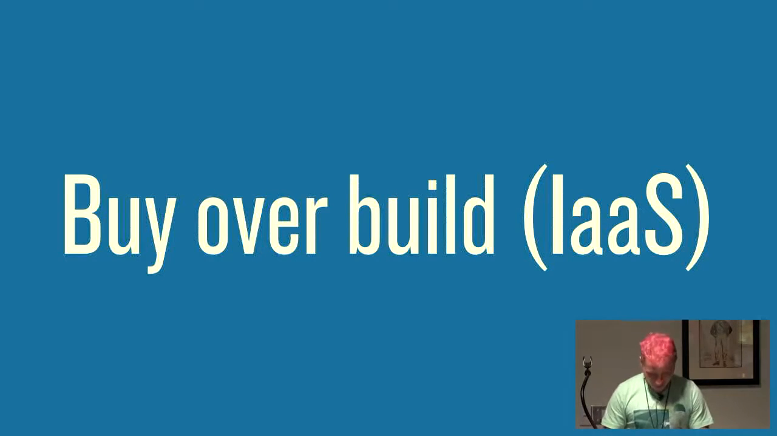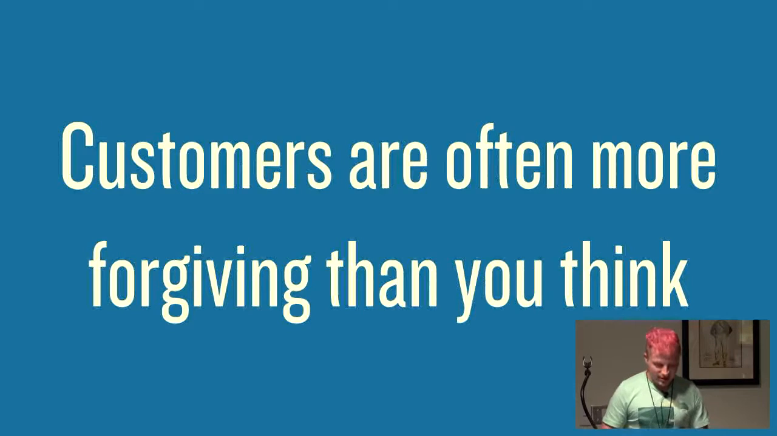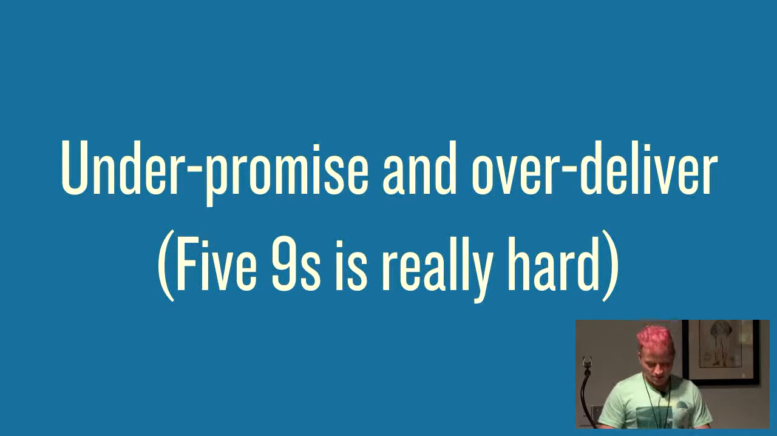And finally, a few more thoughts. Your customers are likely to be more forgiving than you think. Outages are survivable. They'll be even more forgiving if you haven't promised them 5 nines. So under-promise and over-deliver. 5 nines, if you don't know the math here, that's 5.5 minutes of downtime an entire year. That's really hard. I work at Twilio. We have 200 engineers. We don't hit 5 nines.